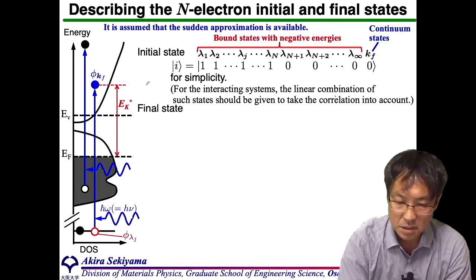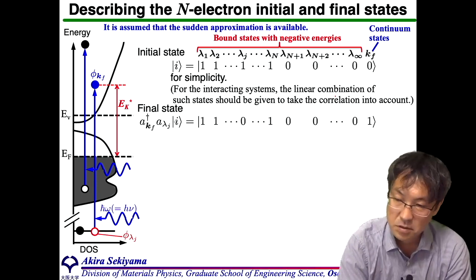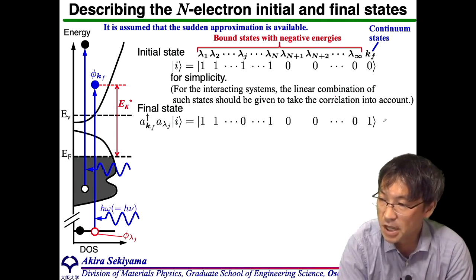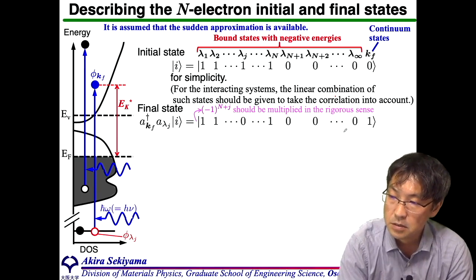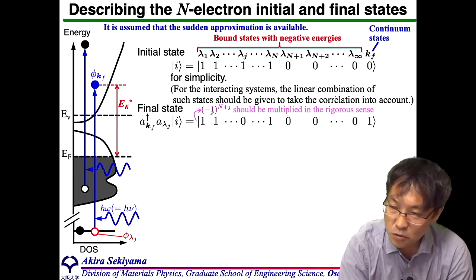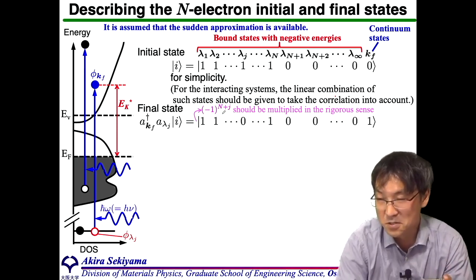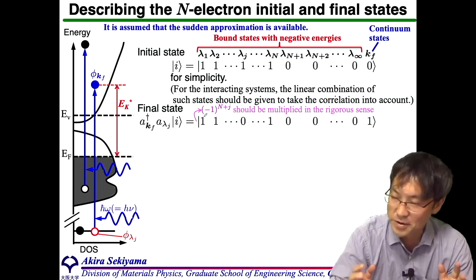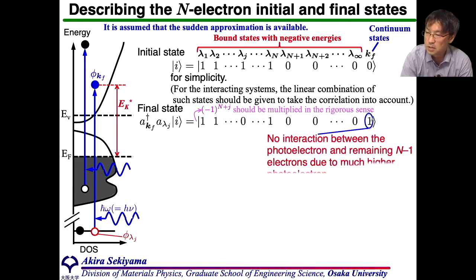For the final state, this final state is equivalent to the annihilation of the occupied state λj and creation of the continuum state k_f. In the rigorous sense, we need to multiply by this factor, but the result is not affected by this factor because we need to consider the square. So the important thing is that this state is occupied.